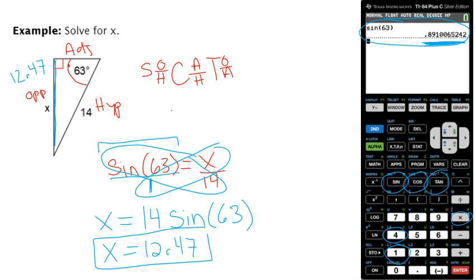If I had to find the second missing side, I could do the Pythagorean theorem, or I could do trig again. I have a lot of options of what I can do.